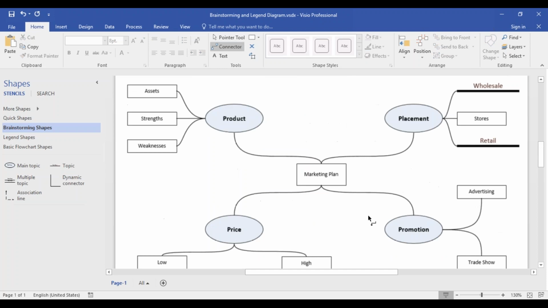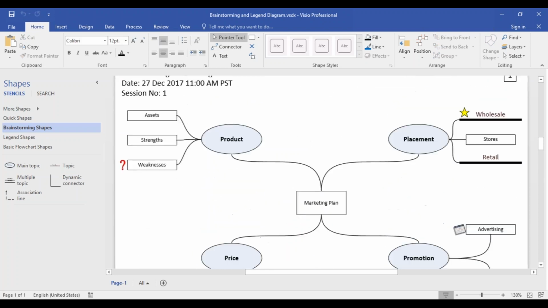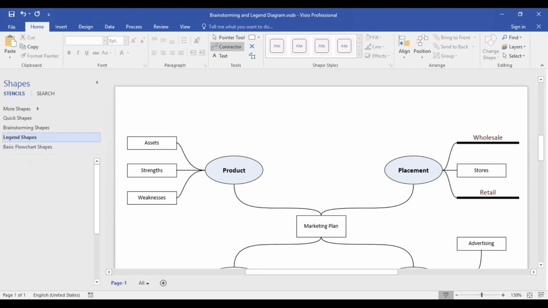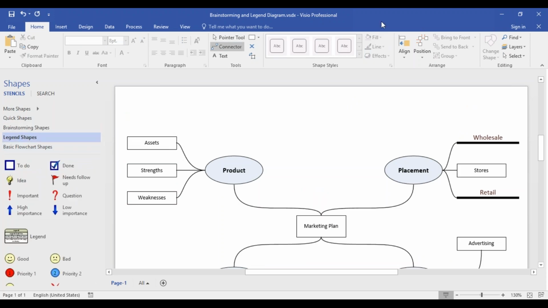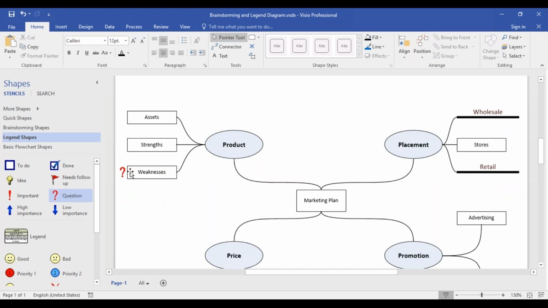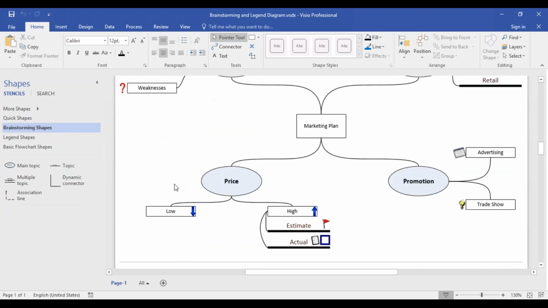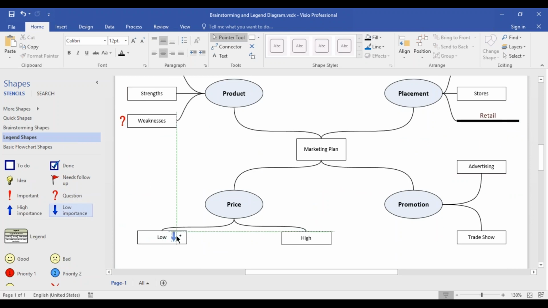Okay, this is the completed view. Now you've created the brainstorming diagram. You have to add legends. What are legends? Instead of giving explanations in paragraphs of what you discussed about a particular topic, you will be using the legend. Here you have a question about the weakness of the product, so place a question mark. You have already discussed the weakness of the product and there's a question pertaining to that. Low price is of low importance.